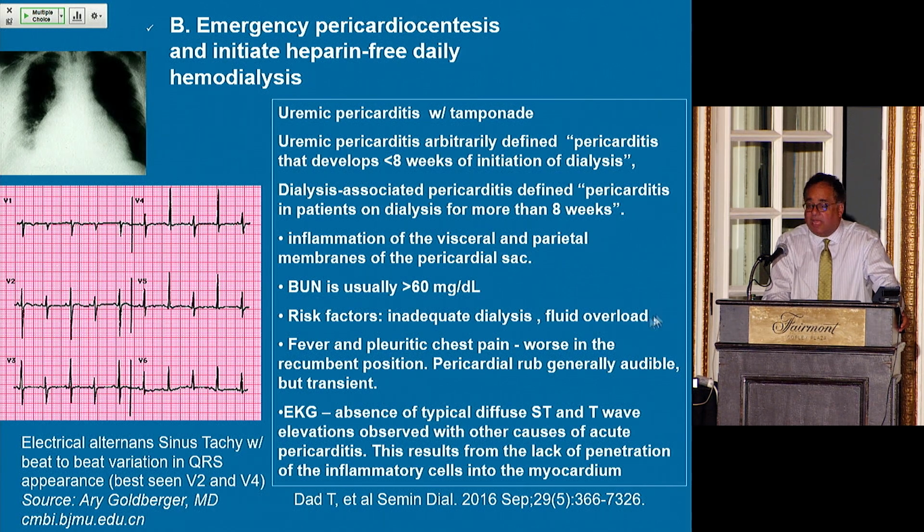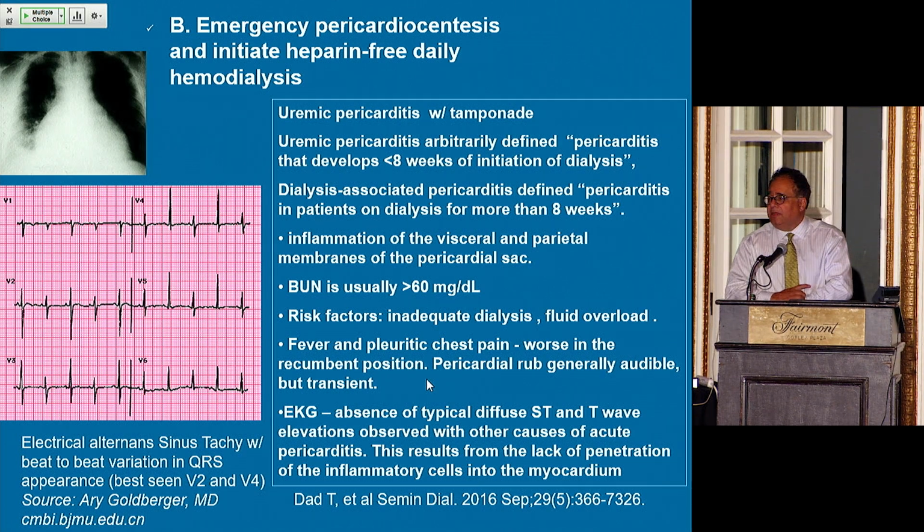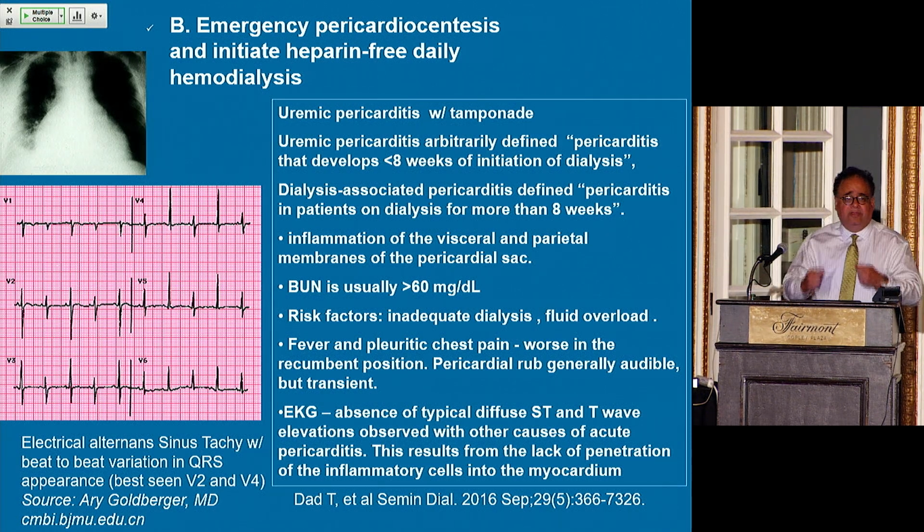Risk factors: inadequate dialysis, fluid overload, fever, and pleuritic chest pain, worse in the recumbent position. Pericardial rub is generally audible but transient. This is the bane of most established nephrologists. You're rounding with fellows or residents. A resident comes to you and says, "I've heard a pericardial rub." You go in and you don't hear it.